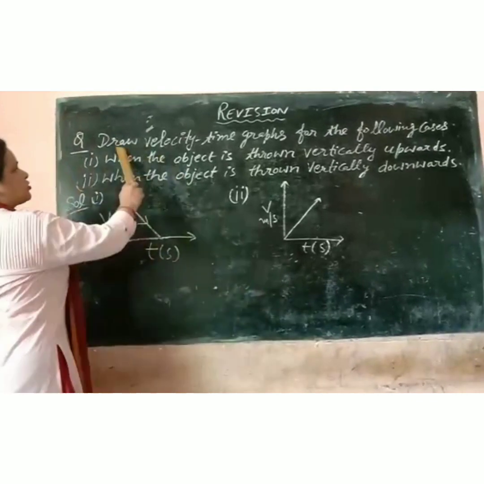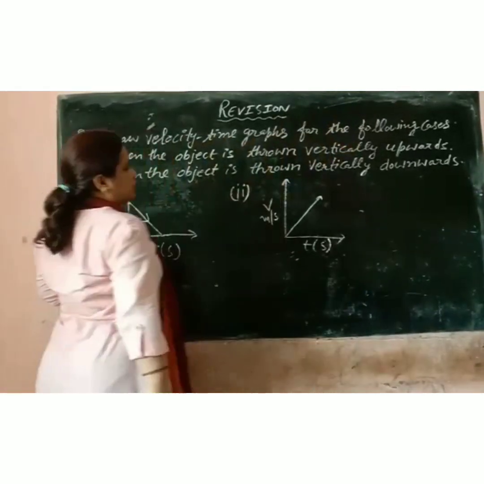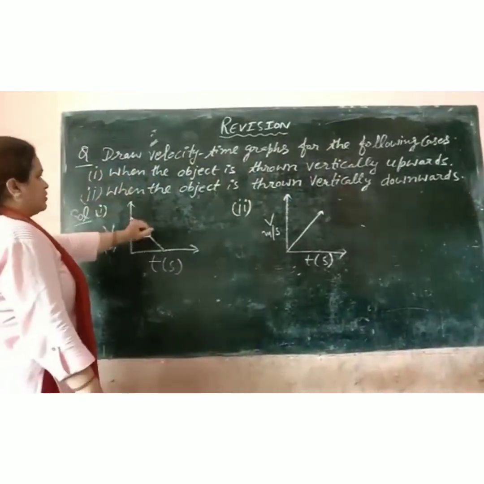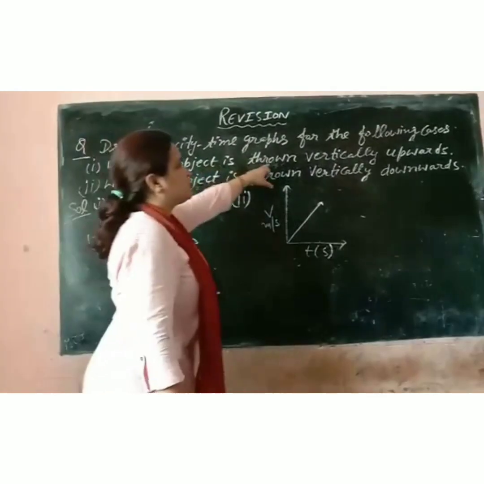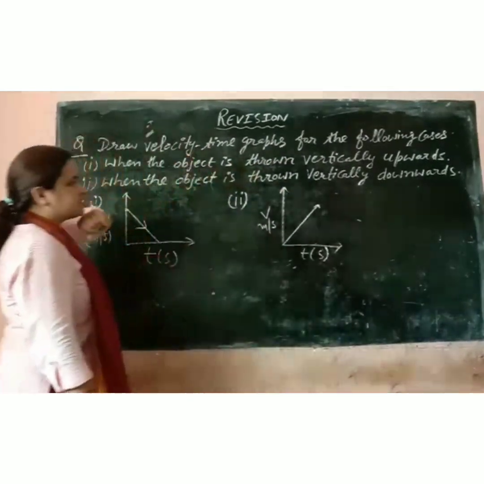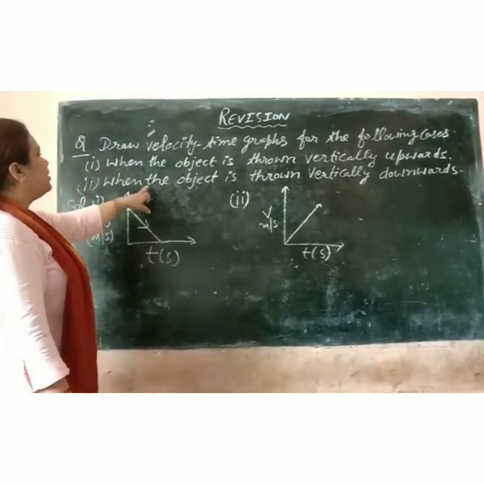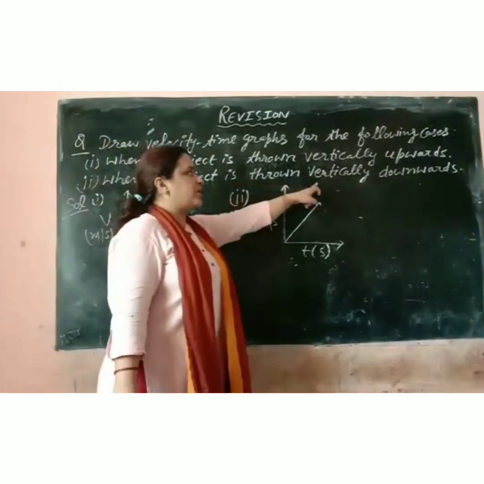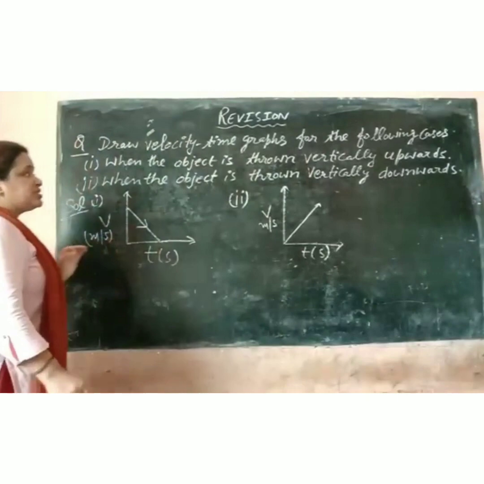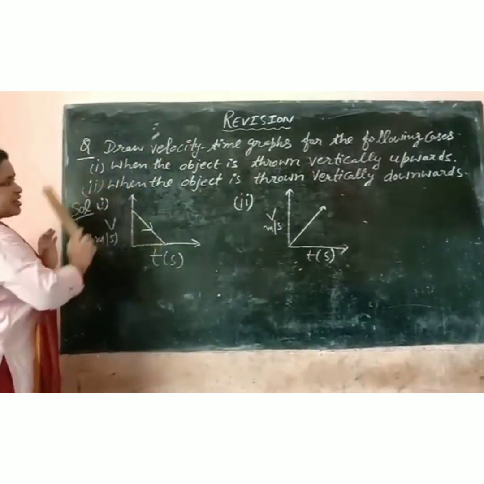Okay, the next question is to draw the velocity time graph for the following. You have to draw this situation in your paper. First is when the object is thrown vertically upward. Second is when the object is thrown vertically downward. The situations are given to you without any table or anything, and you have to draw the velocity time graph.